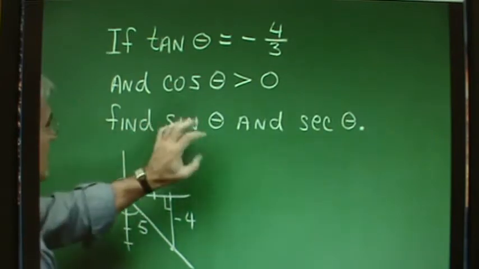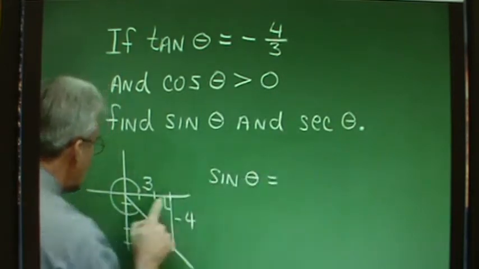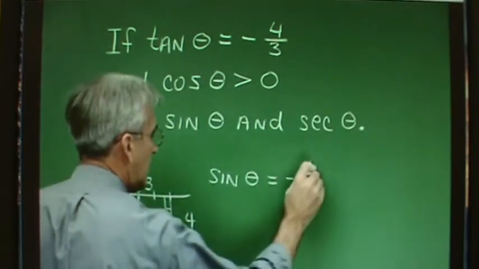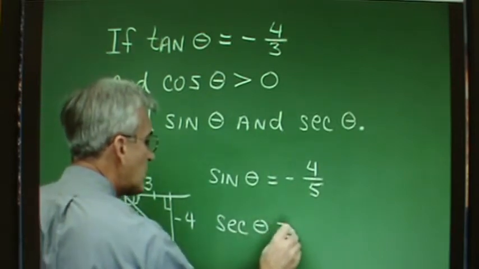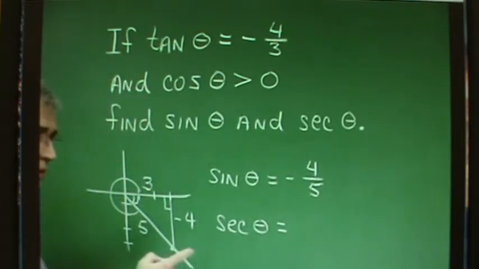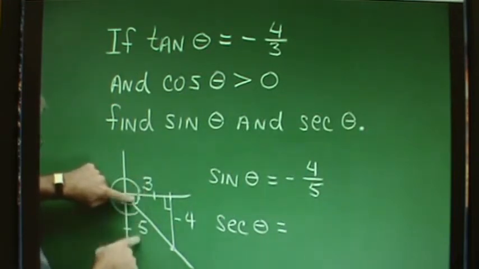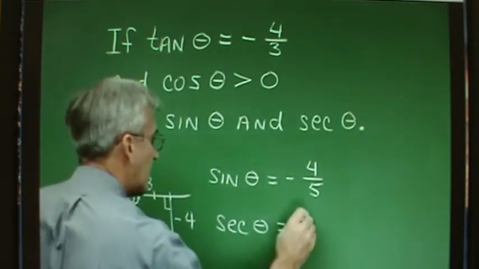Now we can find sine theta and secant theta. Sine theta, from the perspective of this little reference angle, using the triangle, is opposite over hypotenuse, so -4/5. For secant, you may use as a memory crutch that it is the reciprocal of cosine. Now cosine from this angle's perspective is adjacent over hypotenuse, so it'd be 3/5. But secant is the reciprocal of that, so it would be 5/3.